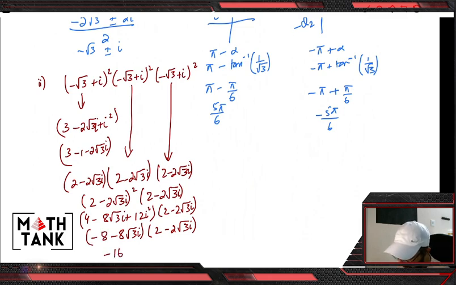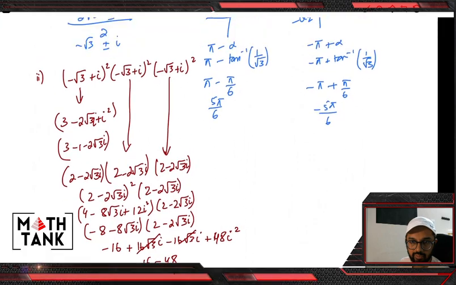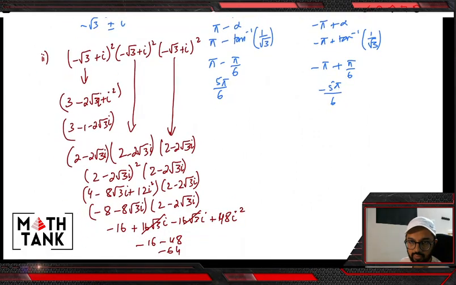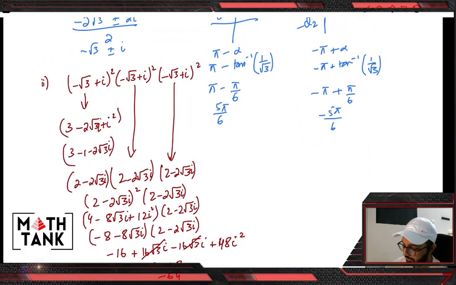So minus 16 plus 16 root 3i minus 16 root 3i plus 48i squared. So that cancels out. Minus 16 minus 48 gives me minus 64. So that's proving the first root. I told you this is a time consuming process. There's no other way out of it. So that is that. I have to prove the other root as well.